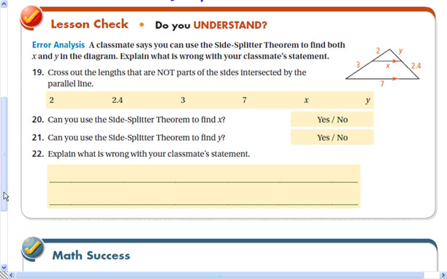A classmate says you can use the side splitter theorem to find both x and y. In the diagram, explain what is wrong with your classmate's statement. Cross out the lengths that are not part of the sides intersected by the parallel line. So 7 is not part of that, neither is x. The rest of them are because there's 4 parts there. Can you use the side splitter theorem to find x? No. Can you use the side splitter theorem to find y? Yes. And the reason my classmate is wrong is because x is not part of the side intersected by the parallel line.